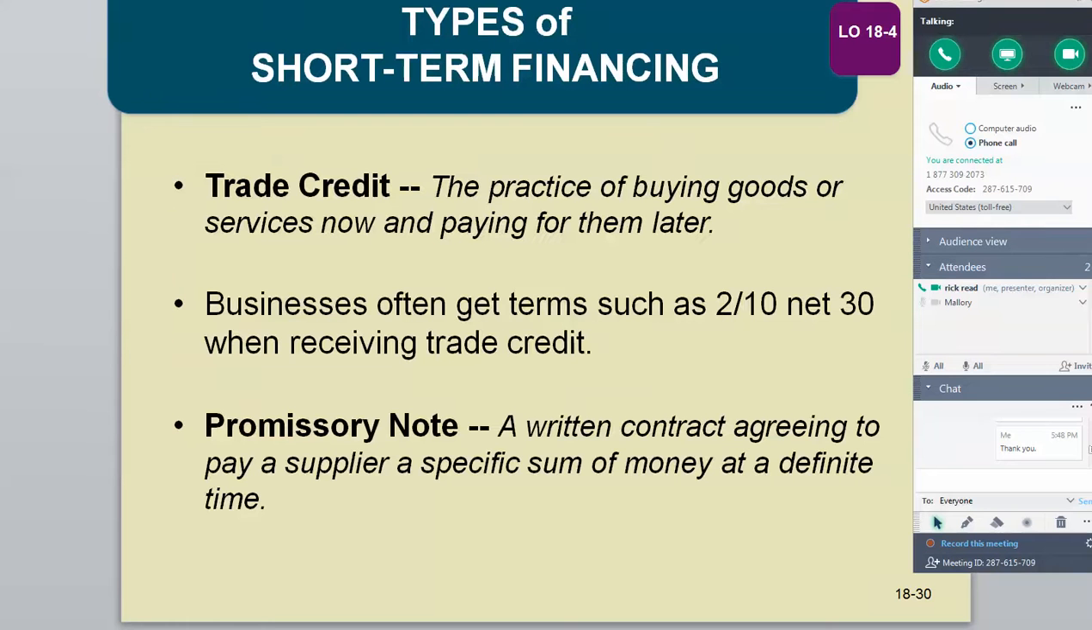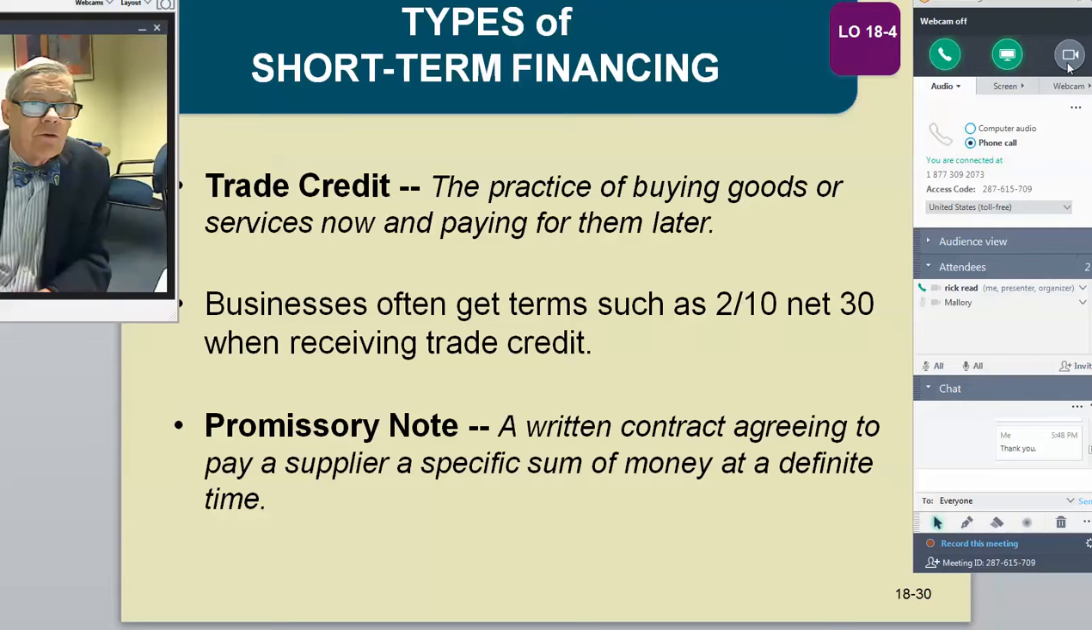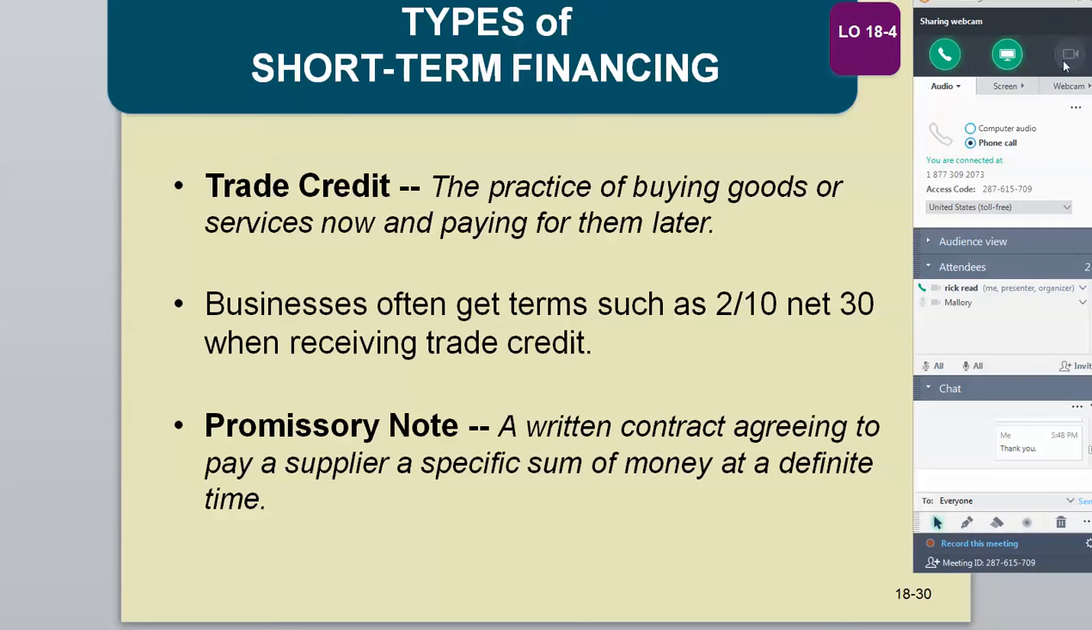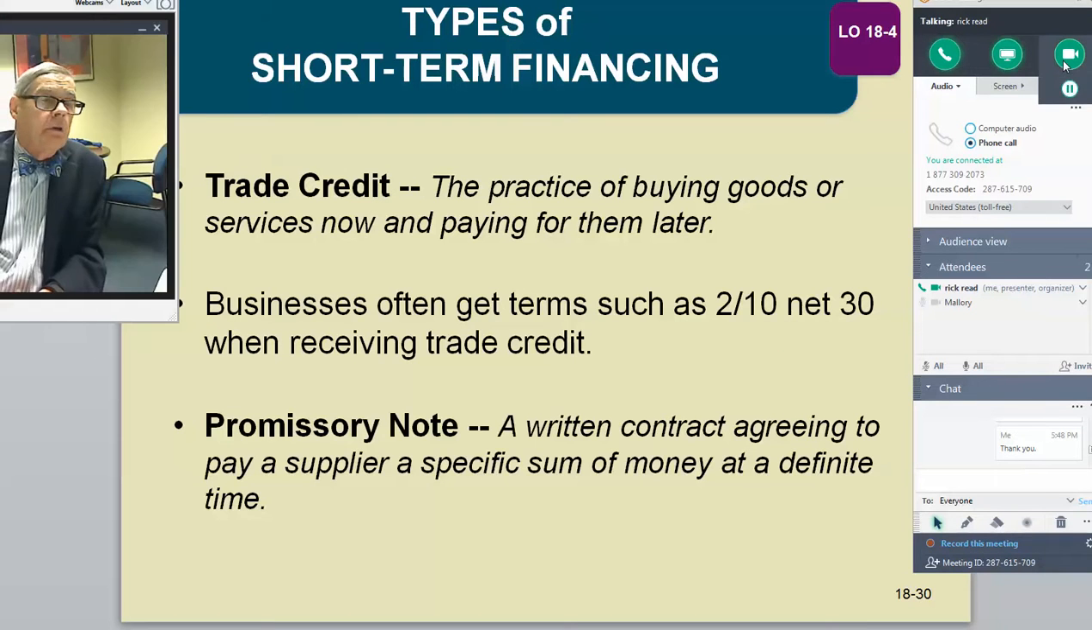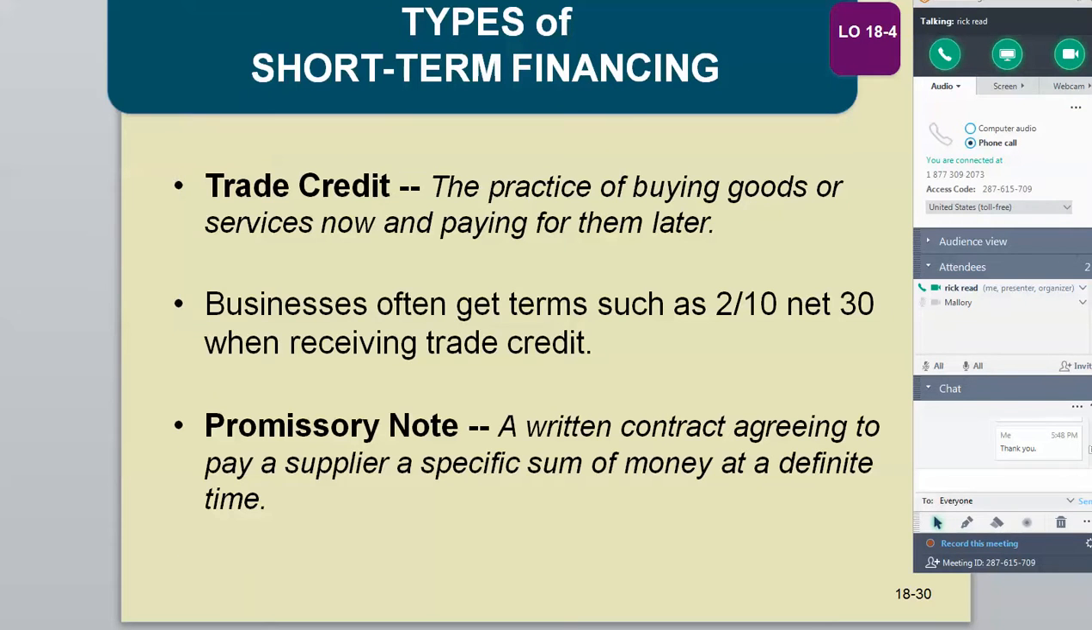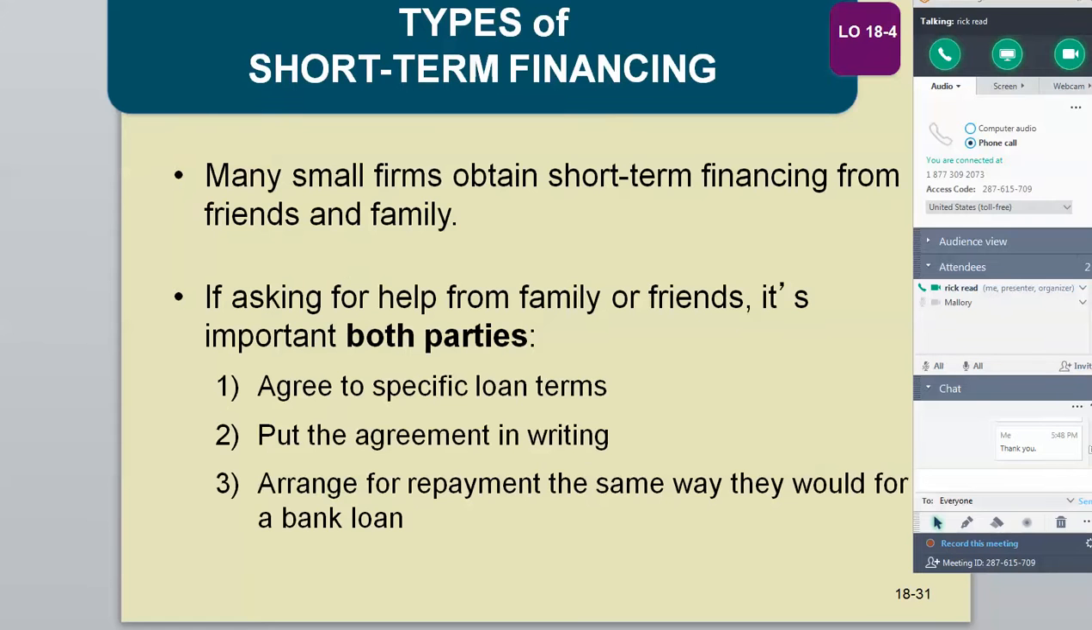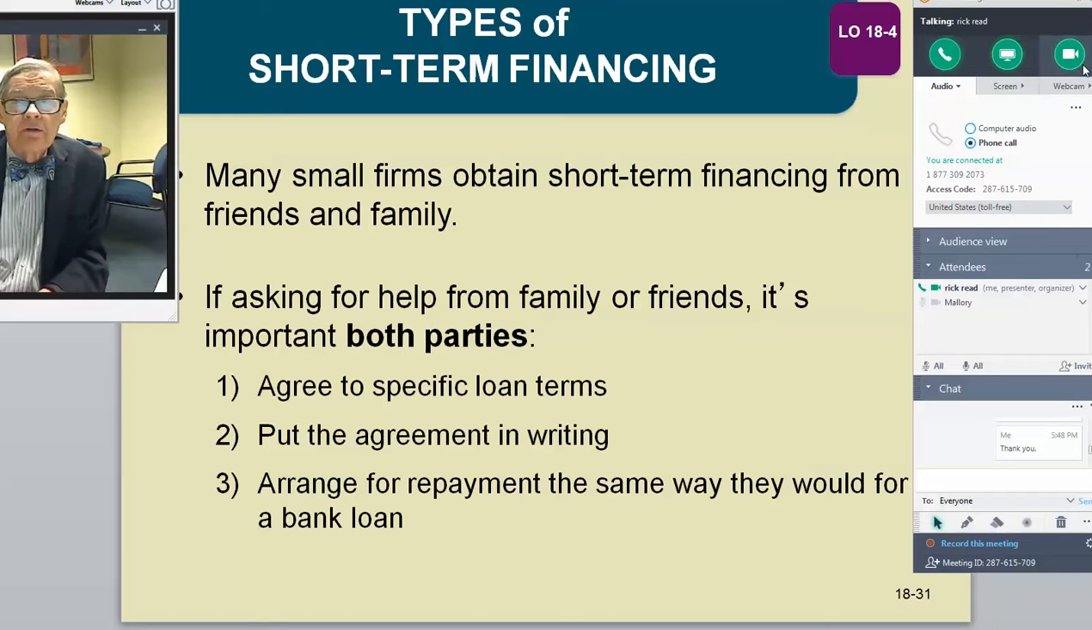Short-term financing, we can do trade credit. We're buying things now, paying for them later. Promissory notes, we can do things of that nature. Other types of short-term financing, asking for money from family and friends, that's for small businesses.